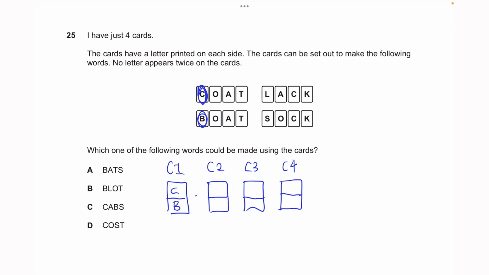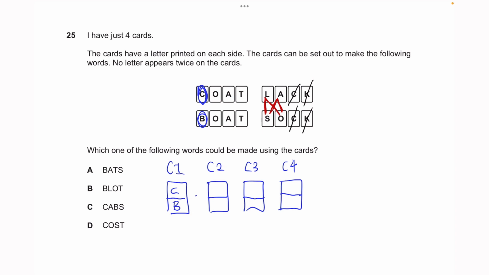Now, what we're going to do next is look at another 2 words. We're going to look at lack and sock. Now, what do we see that's common? We can see that the C is common and the K is common, so we're going to eliminate those 2. Now we're left with L-S-A-O. We can assume that L can be with S, but L can also be with O. We just don't know yet. And the same thing goes for A. A could be with S, but A could also be with O. So we're just left with these 2 possibilities.